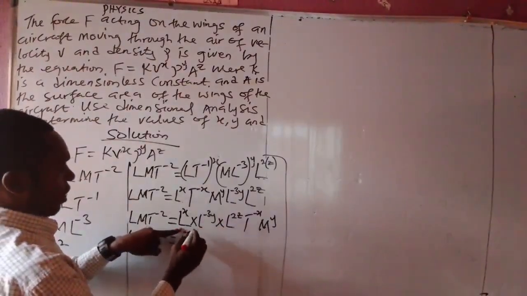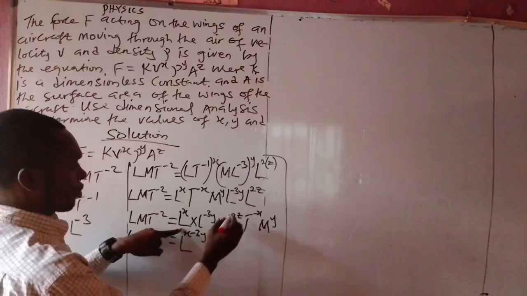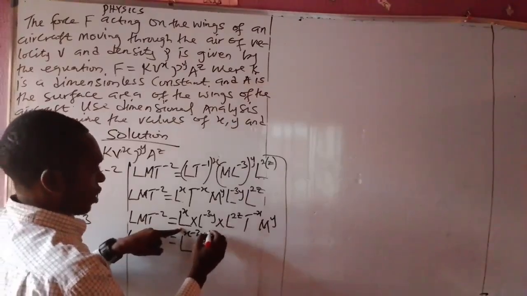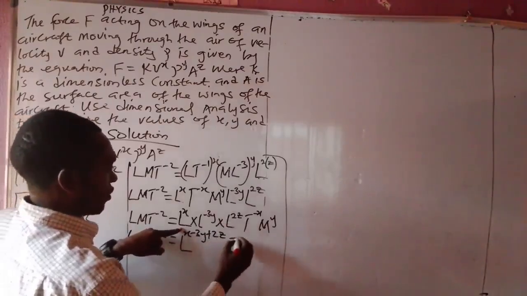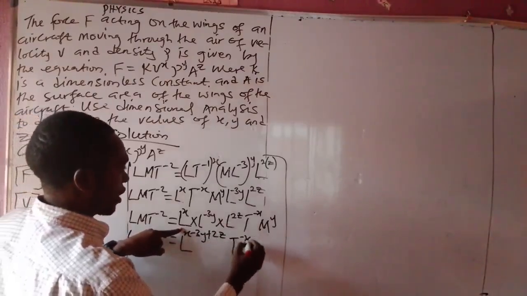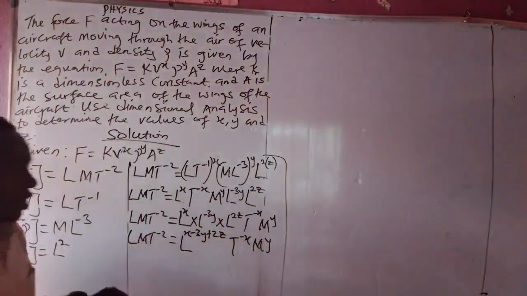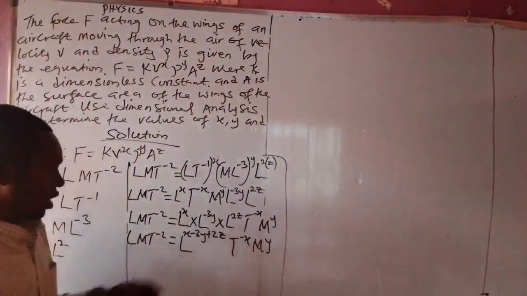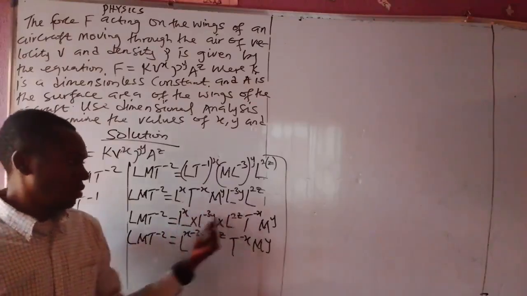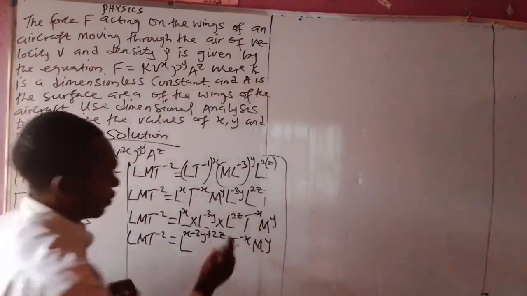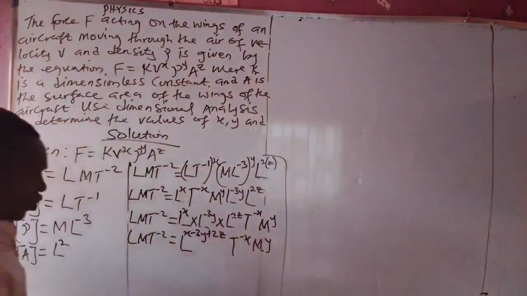So we have x, this is going to be plus minus 3, that's minus 3y, plus 2z. So we now have the next one, which is t minus x my. Since they are all L times L, we pick one L and add the powers. We added the powers, and don't forget this is t. After doing that, we now equate the exponents.